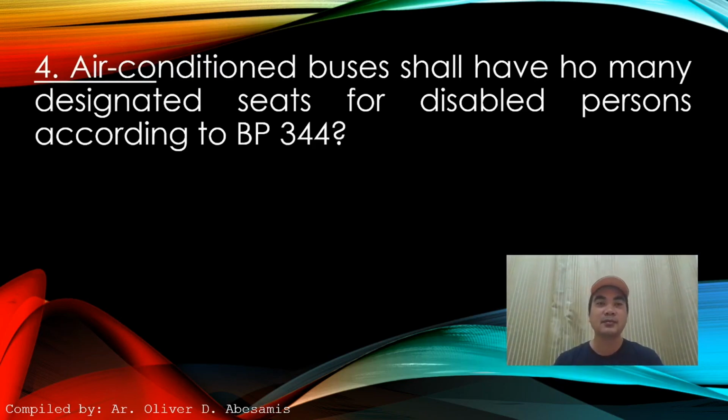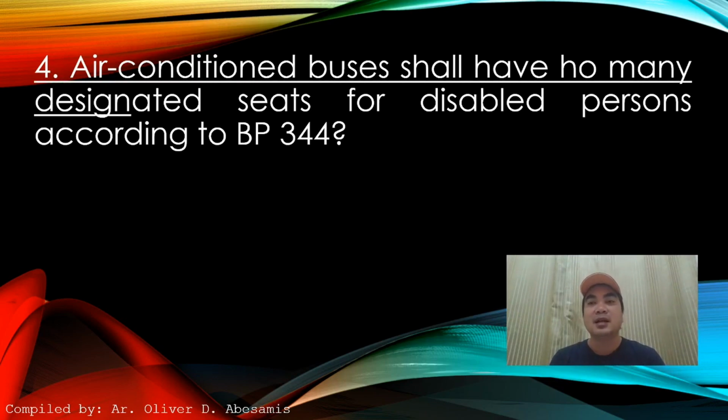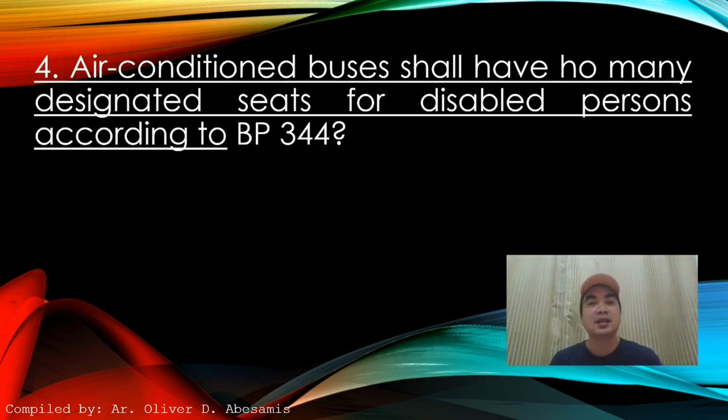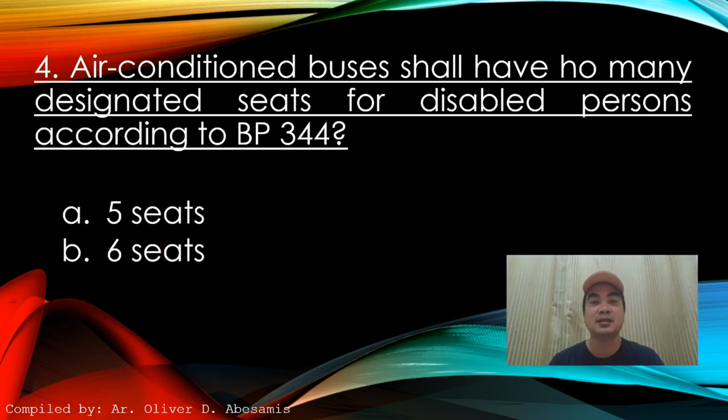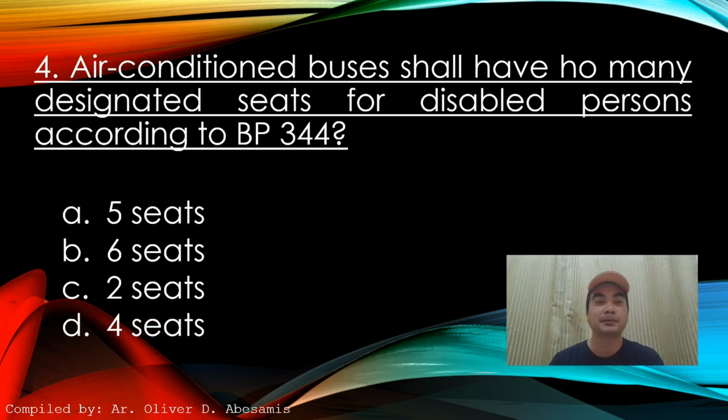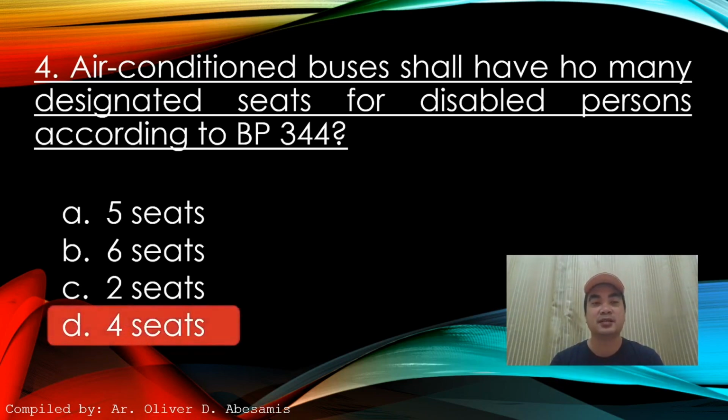Number 4, air-conditioned buses shall have how many designated seats for disabled persons according to BP344? A. 5 seats. B. 6 seats. C. 2 seats. D. 4 seats. Answer? D. 4 seats.